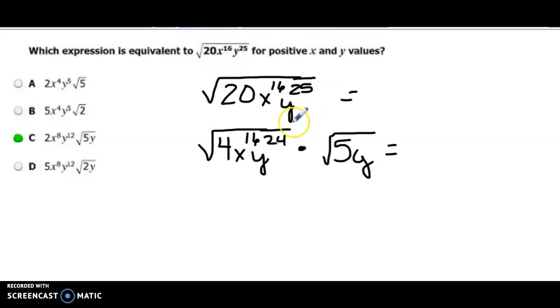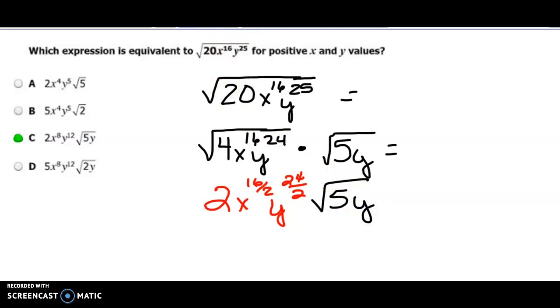And when I look at my radicals, this is a perfect square, so that comes outside. So I have square root of 4 is 2. My exponent divided by index, so that gives me 16 divided by 2. Y to the 24th divided by 2 times, and I can't forget the square root of 5y. So when I simplify and reduce my exponents, 16 divided by 2 is 8. 24 divided by 2 is 12, times the square root of 5y. So that's answer C.